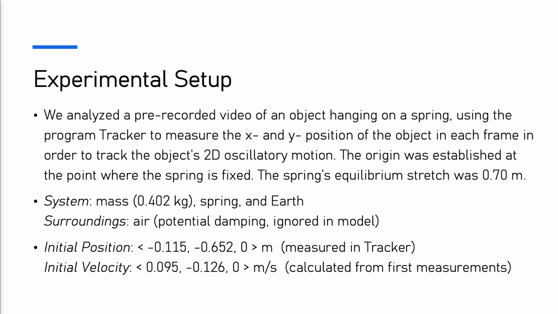The surroundings then were just the air, which could cause some small damping effects, but I just ignored those in the computational model. From Tracker, I found that the initial position was negative 0.115 in the X and negative 0.652 in the Y meters, and the initial velocity was 0.095 in the X and negative 0.126 in the Y meters per second based on early frame measurements.